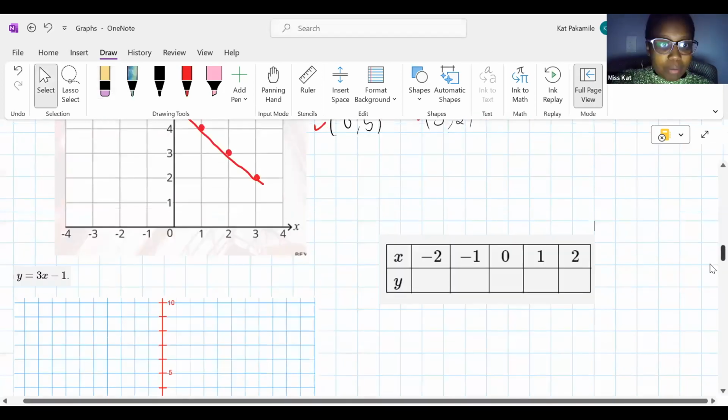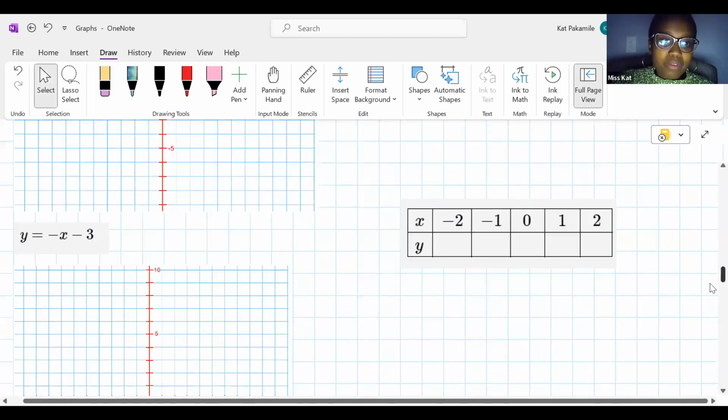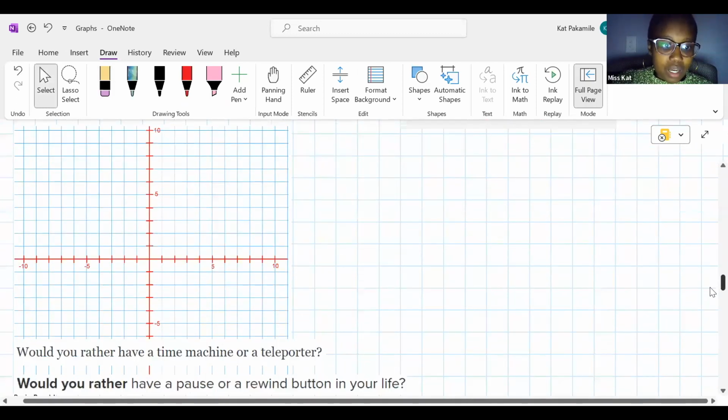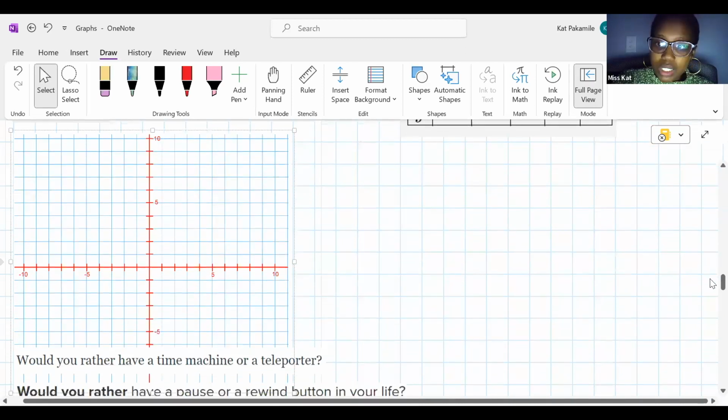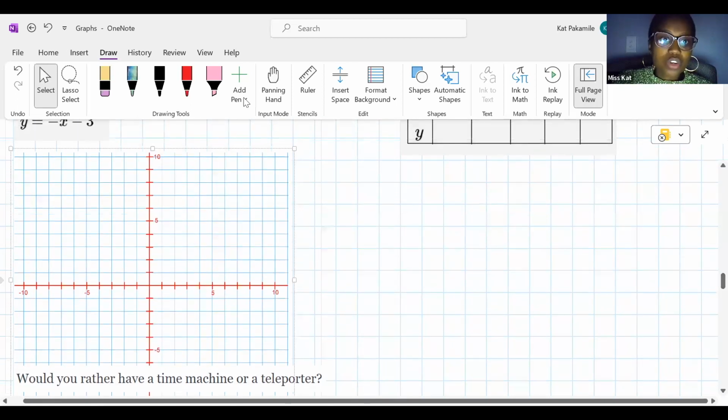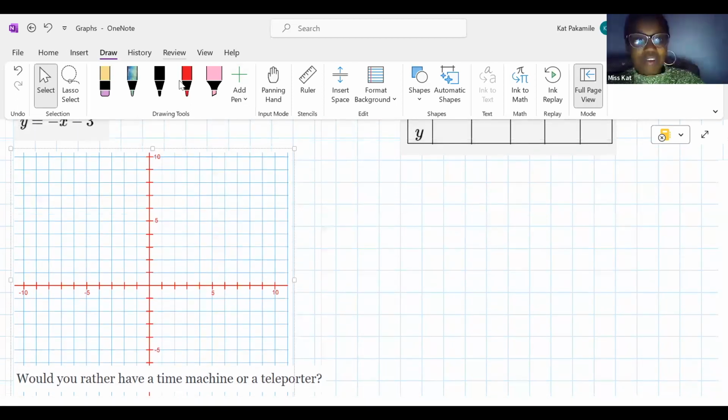Okay, we're gonna do a little bit of a brain break. It's a very short brain break. I'm giving you a heads up now because I don't have time for this. Would you rather have a time machine or a teleporter? To teleport is to go from one place to another in a flash. So would you rather have a time machine or be able to teleport?